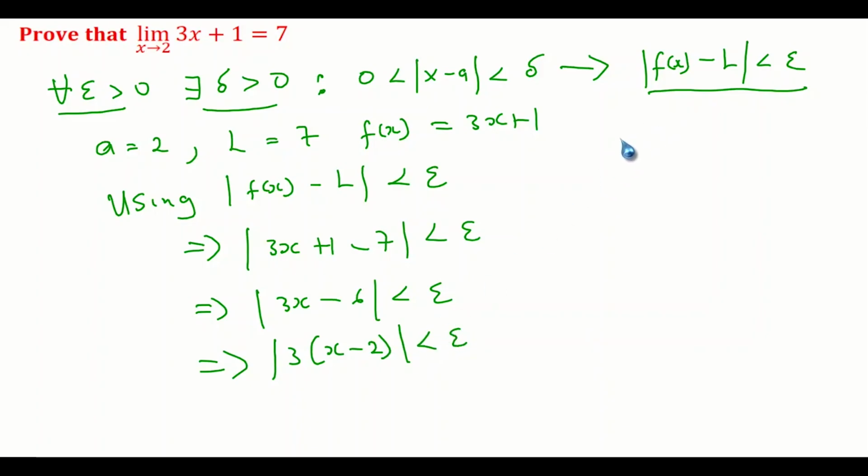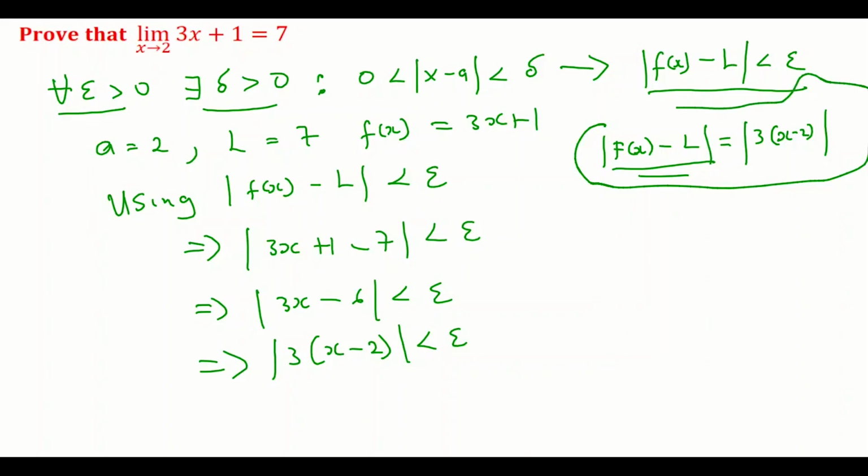Let me write something here for you to understand. This absolute value of f(x) minus L has been simplified to the absolute value of 3 times (x minus 2). If you are seeing this, please take note of that, because we just simplified this to this. Then there is something I'm going to do now, and I'll make reference to this later.